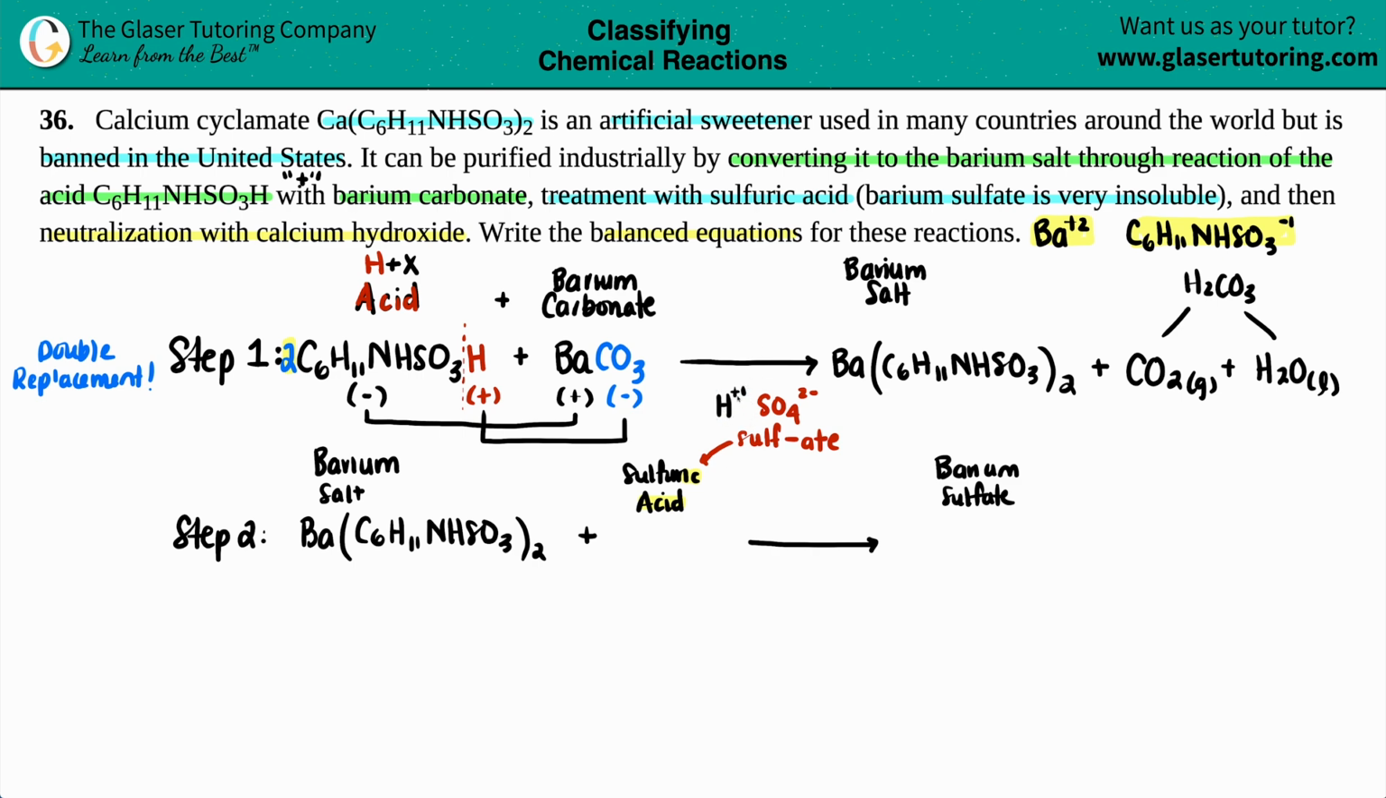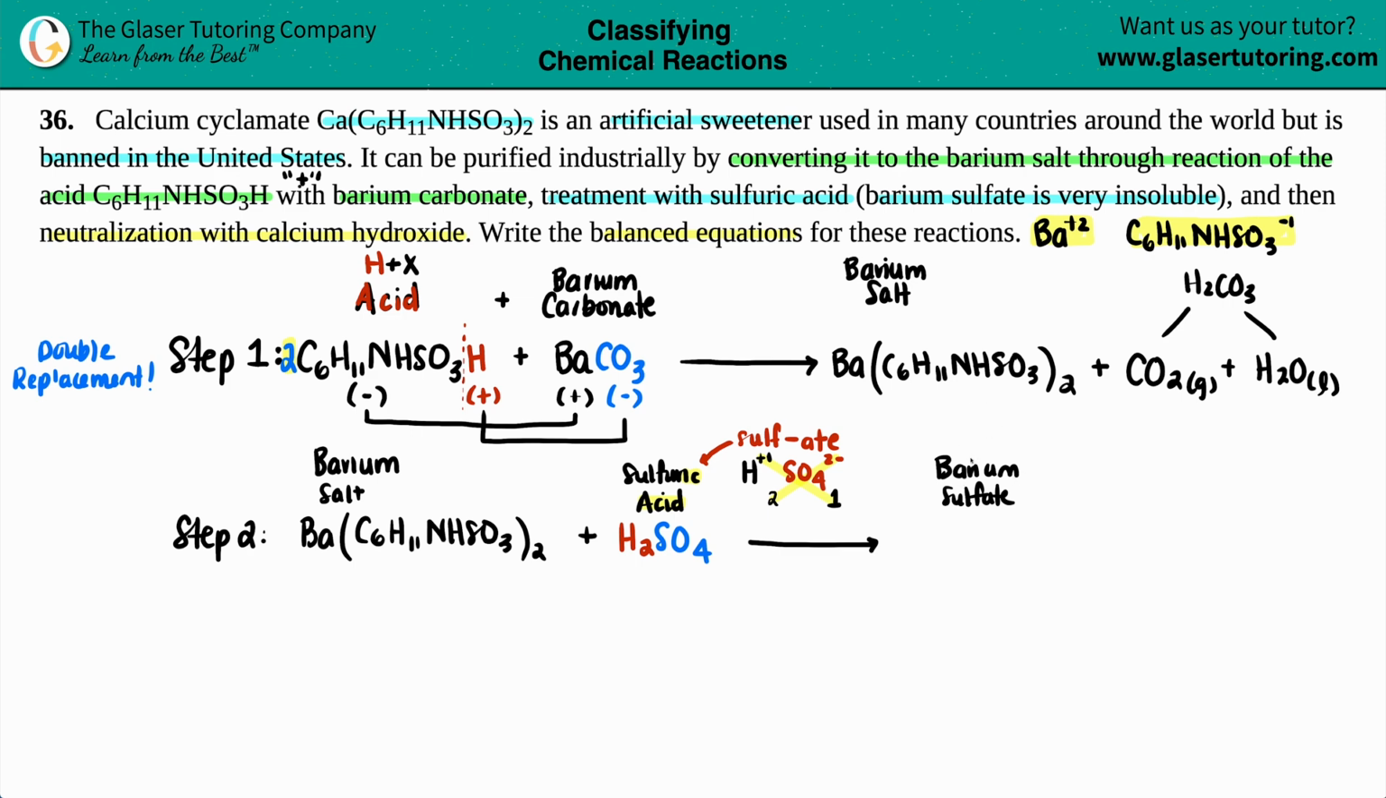You can crisscross these charges to get your compound, right? The 1 goes down here telling me that I just need 1 sulfate. The 2 comes down here telling me that I need the 2 hydrogens. So sulfuric acid is always H2SO4.